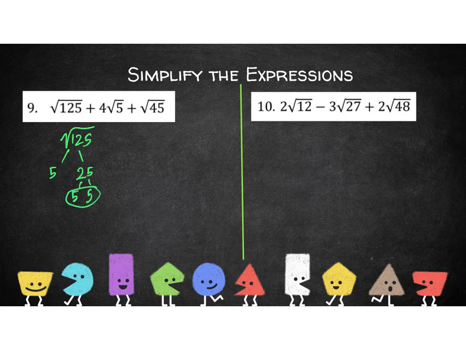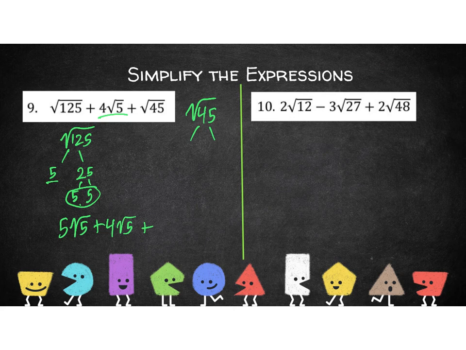These are all prime now, so we'll circle that. And we have 5 on the outside from this pair, and then this 5 is left over, so that's going to be under the square root, plus this term right here, which can't be simplified anymore because it's already prime, plus square root of 45. But first we need to simplify it before we can add the rest of it.